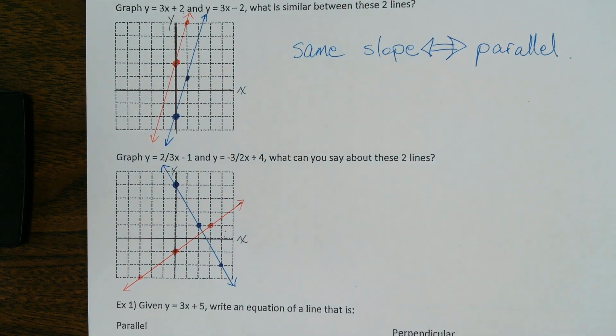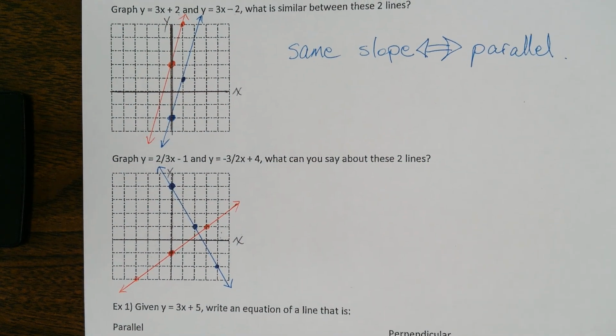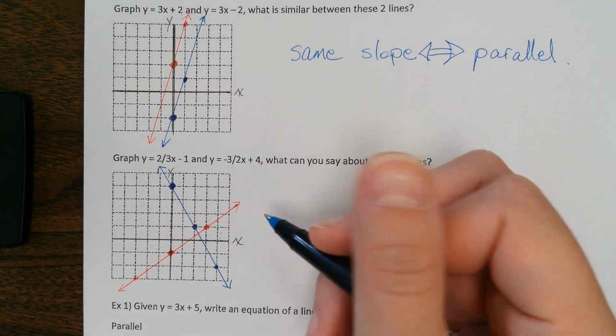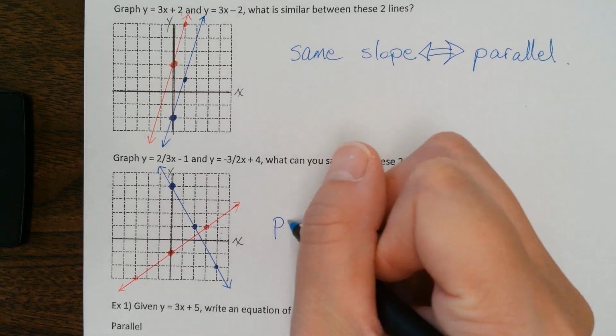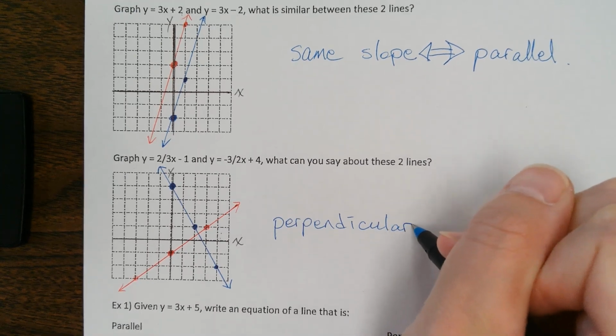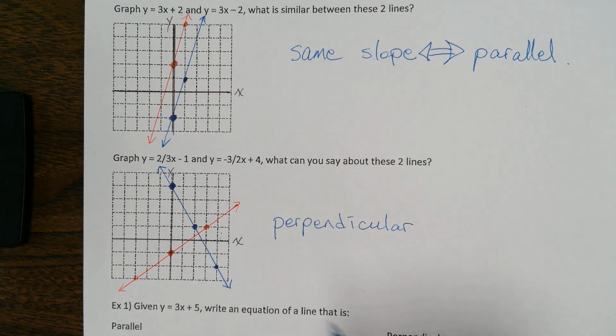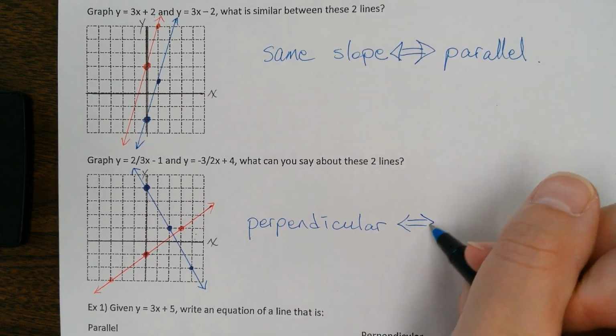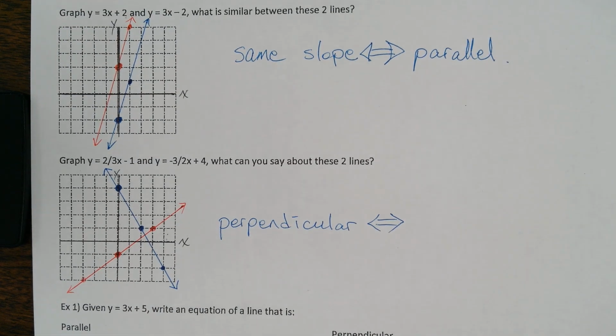Okay, what about these two lines? What do you notice about these two lines? They intersect, yeah, but more specifically, perpendicular, right? Now, perpendicular. Okay, can I just say that they look like they're perpendicular, or is there more support? What can I say? Or what can I see in the equation that tells me yes, they are? It's not just that they look like it, right?